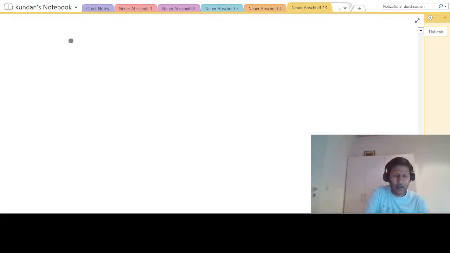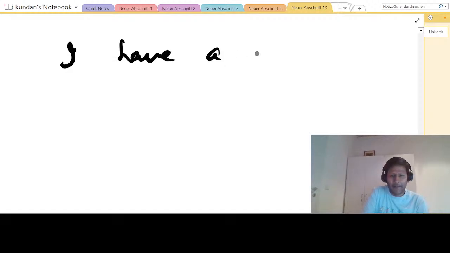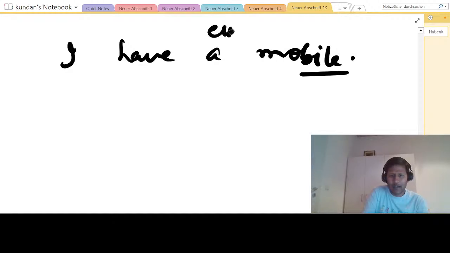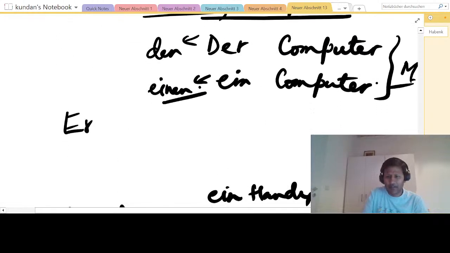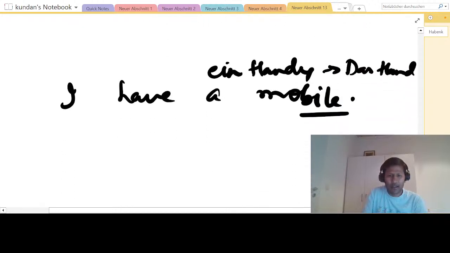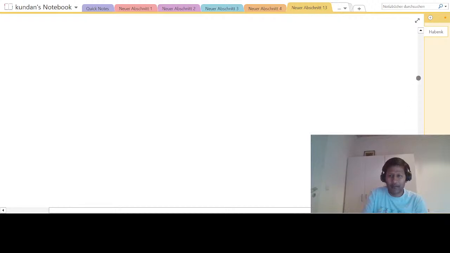So for example, now let us take an example. I will say I have a mobile phone, and we know that it is ein Handy, and this is das Handy. So neutral. Will anything change in neutral? Nothing will change. And this sentence is in accusative, we know already because it is have, right? Why is this going up? Give me a second, guys.